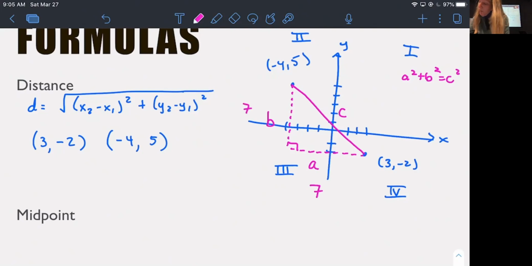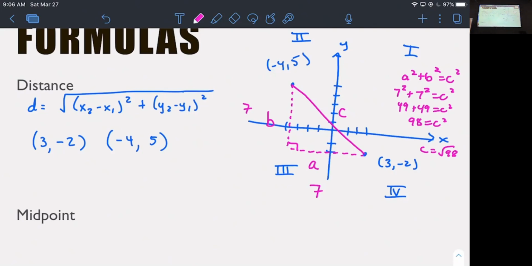And so if you're going to use the Pythagorean theorem, 7 squared plus 7 squared equals c squared. And so this would be 49 plus 49 equals c squared. So c is going to be the square root of 98. And we'll talk about how to break that down in a second.